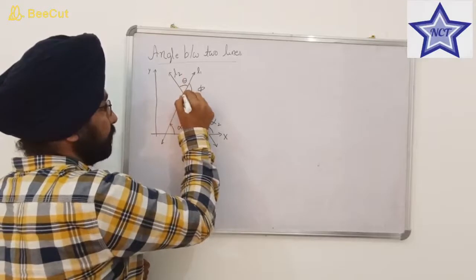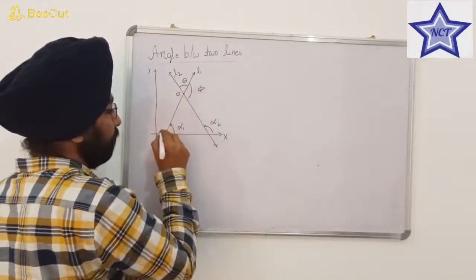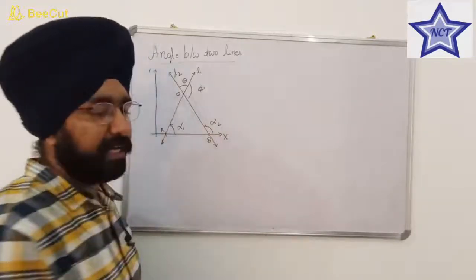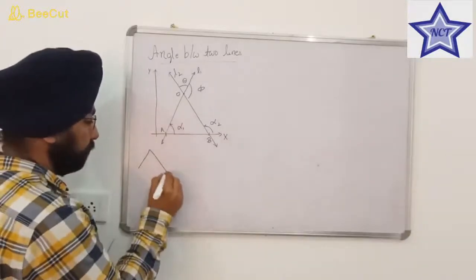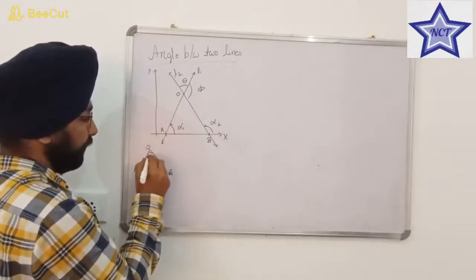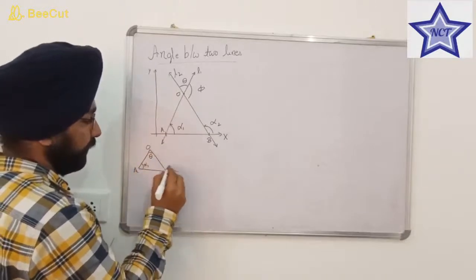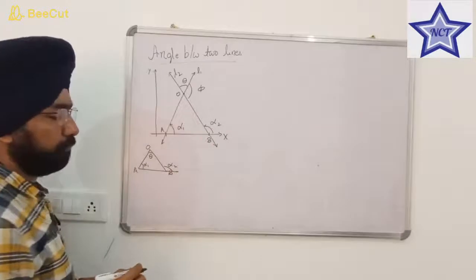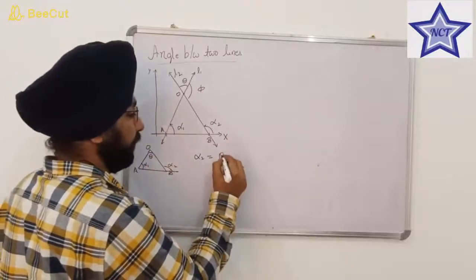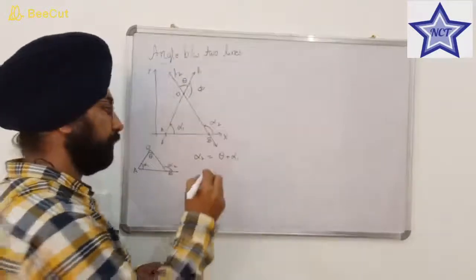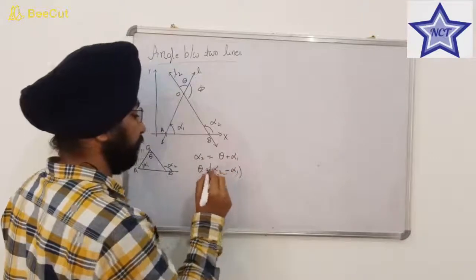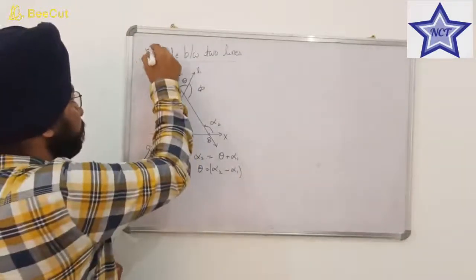If I consider the intersection point of the two lines as O, the intersection point of line 1 on the x-axis as A, and the intersection point of line 2 on the x-axis as B, considering triangle OAB, we can write this angle as theta, this angle as alpha 1 and the exterior angle as alpha 2. As we already know, the exterior angle is equal to the sum of the two opposite interior angles, that is theta plus alpha 1. So I can write theta equals alpha 2 minus alpha 1. So theta is what? The angle between two lines.